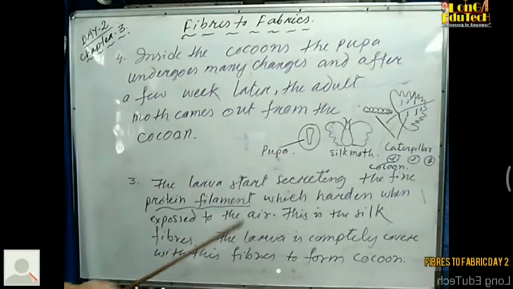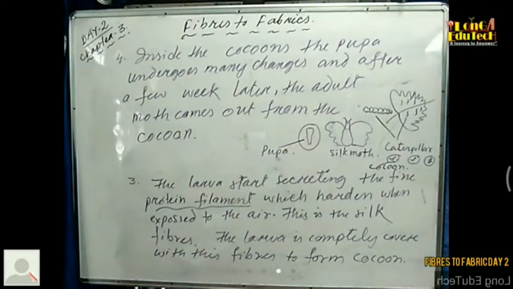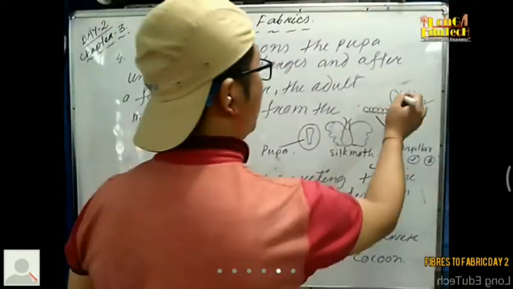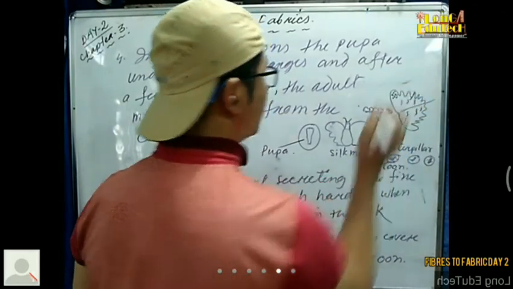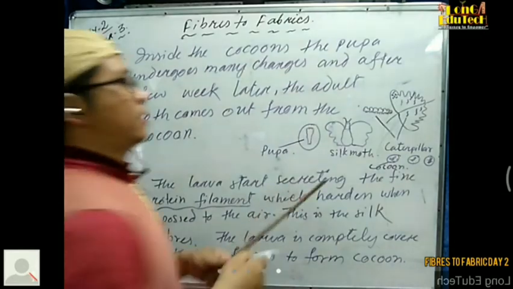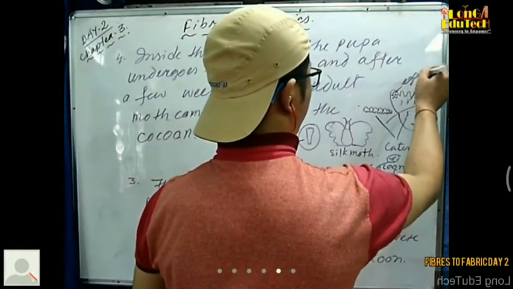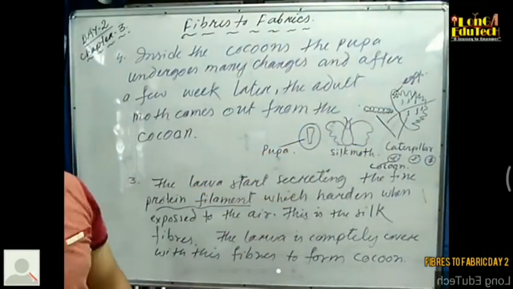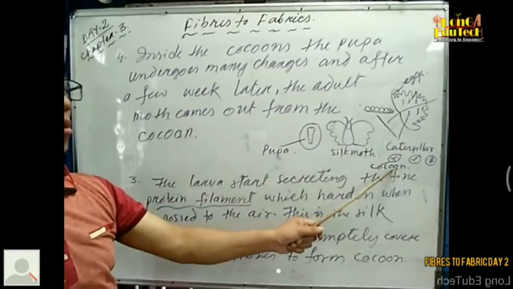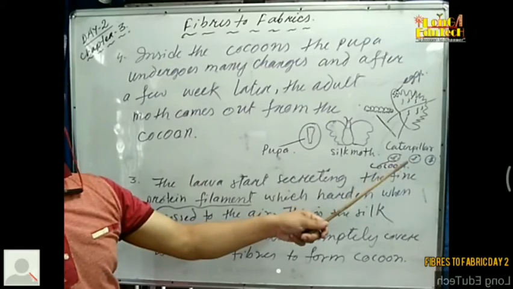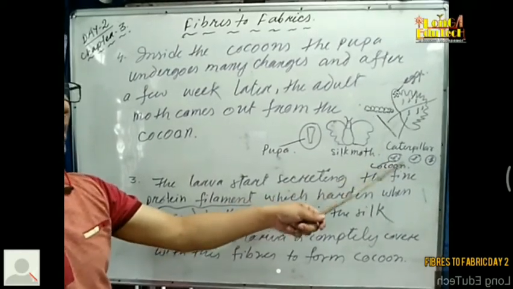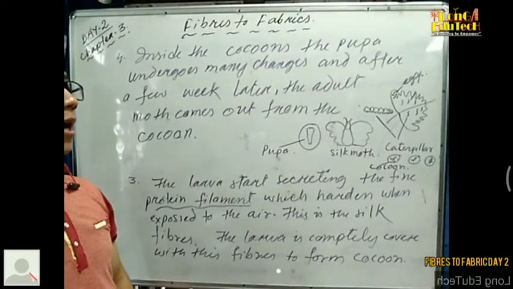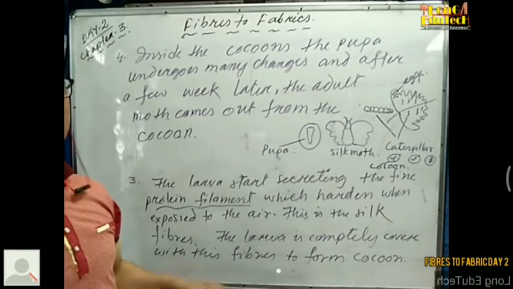You have to draw the different stages in your book also. The first stage is the egg. After hatching the egg, they become the larva, and the larva changes to the caterpillar, and the caterpillar changes to the cocoon. That means they secrete all those proteins and cover their body, and they become cocoons. Then after a few weeks, inside the cocoon, many changes take place.